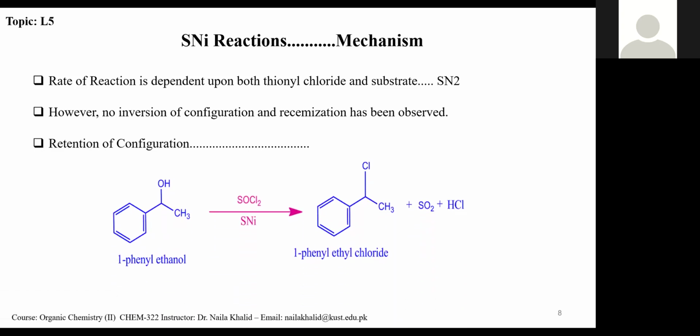Here is another example of a secondary alcohol, which is also chiral in nature, 1-phenyl ethanol. And if it is treated with thionyl chloride, we will get 1-phenyl ethyl chloride. The configuration of the isomer, if it is R, then it is also retained. Here it will also be R. And if it is S, then it is also S. It means that the configuration of the substrate will be same as the configuration of the products. And the byproducts are sulfur dioxide and HCl.